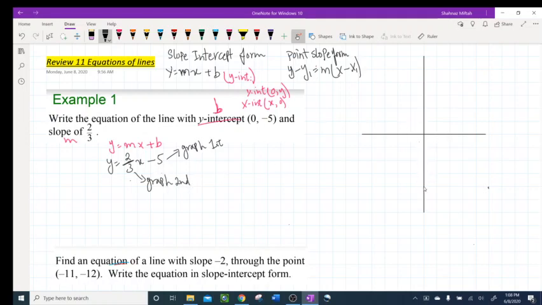1, 2, 3, 4, 5. That's -5. And now since the slope is positive, it's rising 2 and running to the right 3. So rising 2, 1, 2, and running 1, 2, 3. These are the two points and you just connect them, and that's your graph for y equals 2/3 x minus 5. The slope is positive, and the y-intercept where the graph crosses the y-axis is -5.